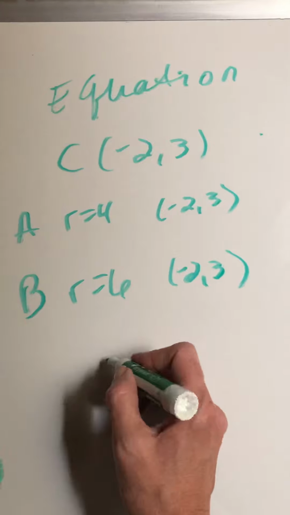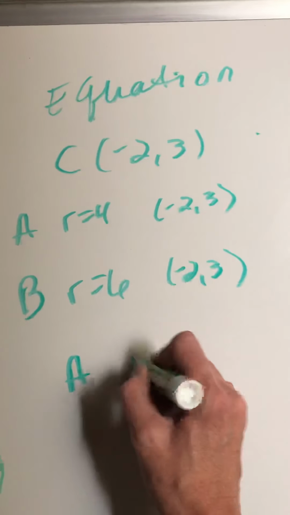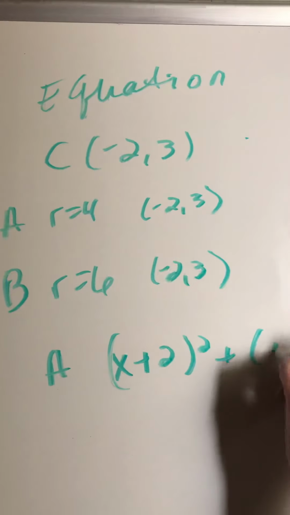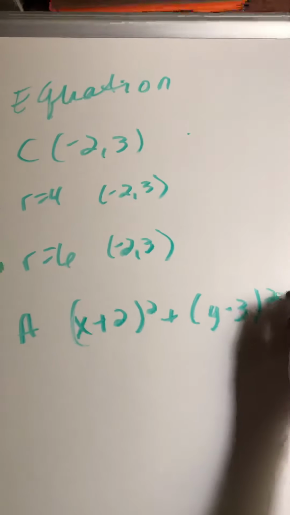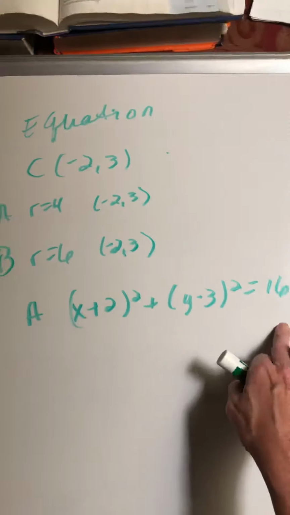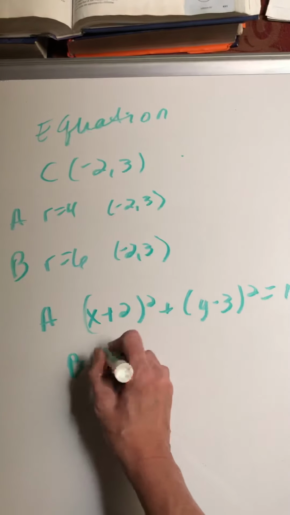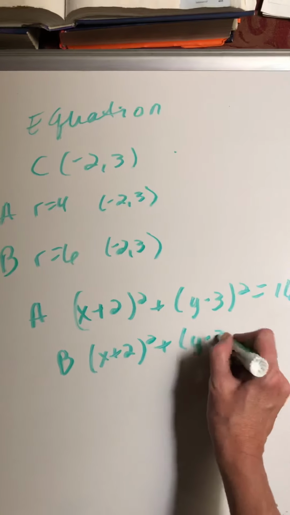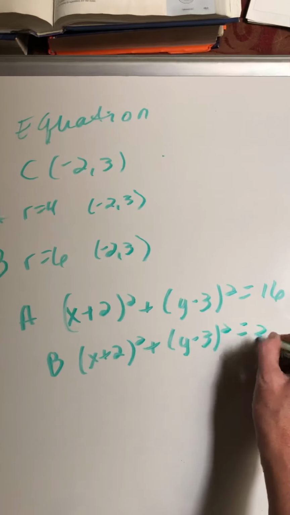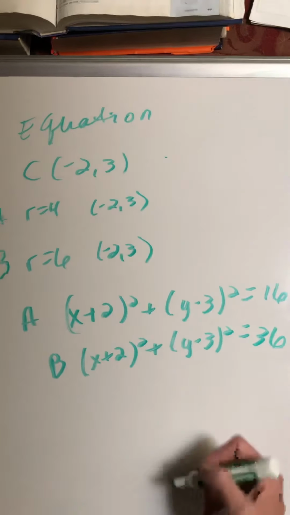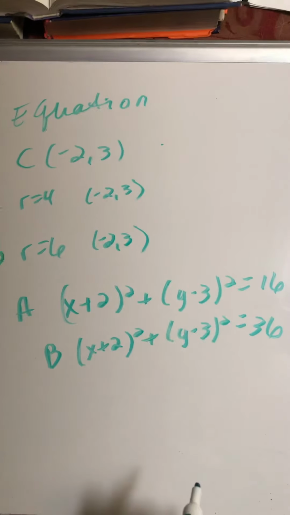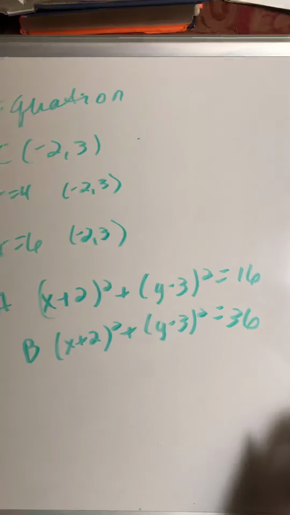So to write the equation for A, it would be x plus 2 all squared. Some of you are still forgetting to change your signs. Y minus 3 all squared equals 16 because I square the 4. That's for circle A. Circle B, the first part of the equation looks exactly the same because they have the same center, and then it would be 36 because I square the 6 and get 36. So that's how you deal with circles having the same center.